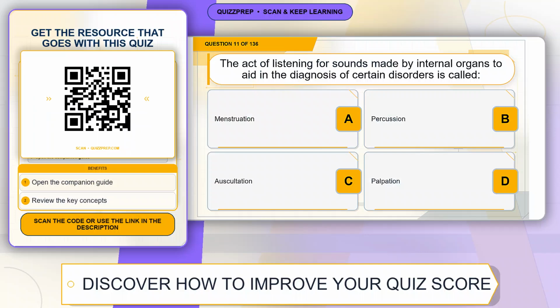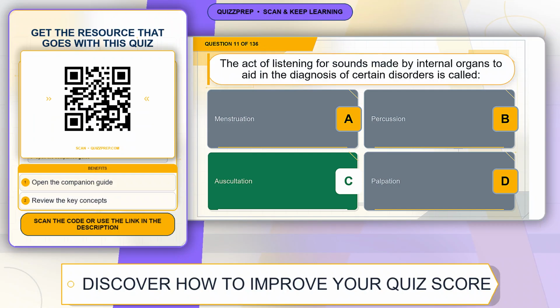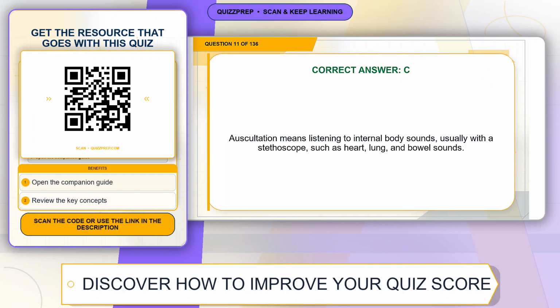Question 11. The act of listening for sounds made by internal organs to aid in the diagnosis of certain disorders is called: Option A, menstruation. Option B, percussion. Option C, auscultation. Option D, palpation. The correct answer is option C, auscultation. Explanation. Auscultation means listening to internal body sounds, usually with a stethoscope, such as heart, lung, and bowel sounds.